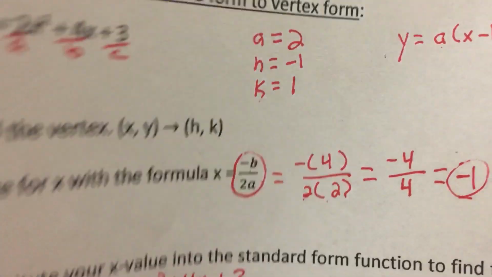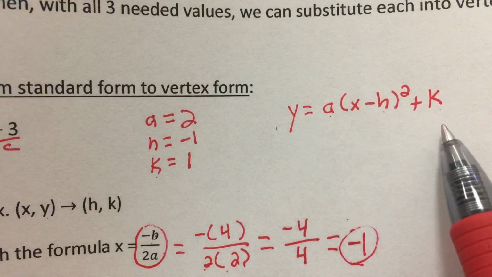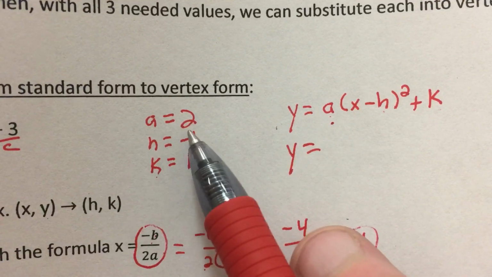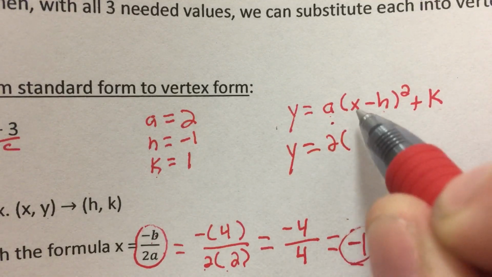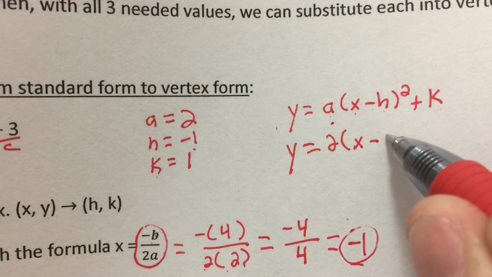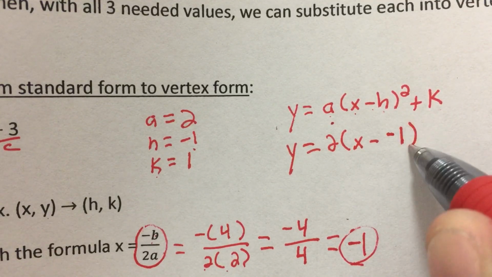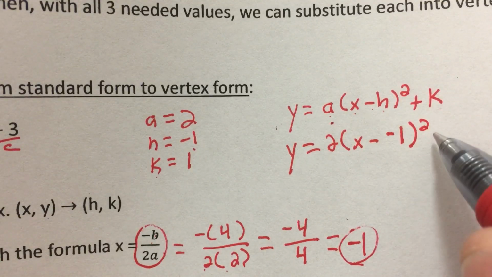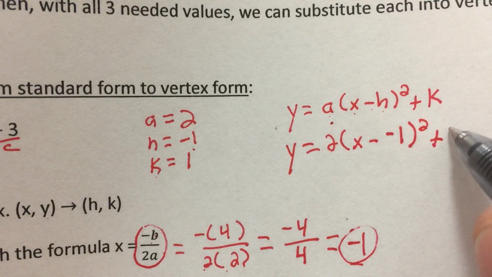Now that I know those three, I can just plug straight into the generic version of vertex form. I will get y equals, I replace A with 2, x minus, I replace h with negative 1, so this is x minus negative 1 in the parentheses. Parentheses is to the power of 2, plus k. K is the number 1.